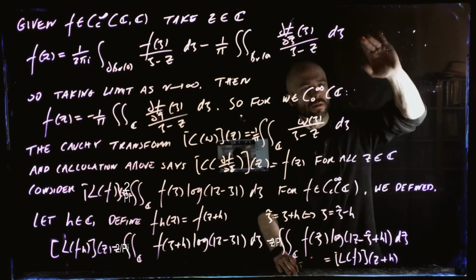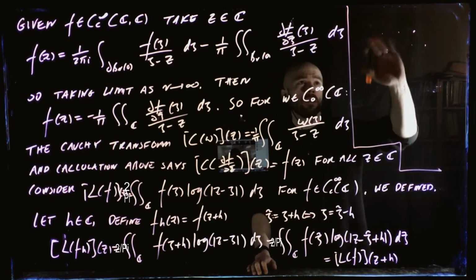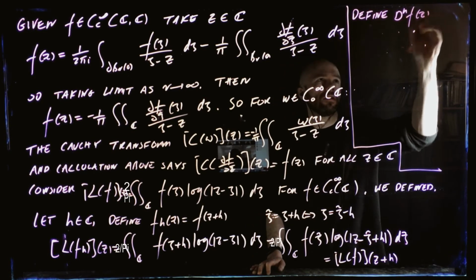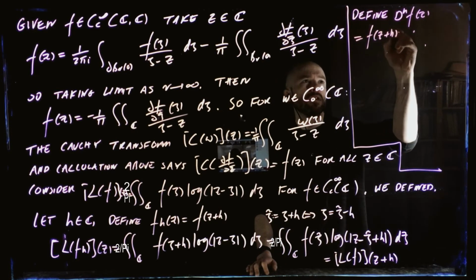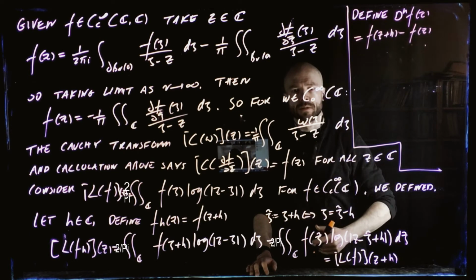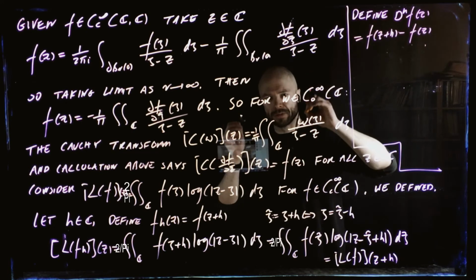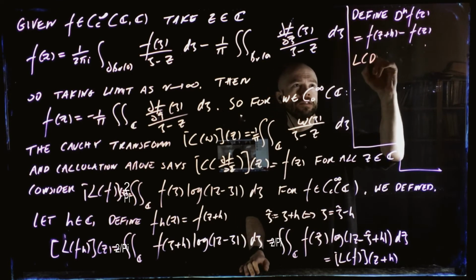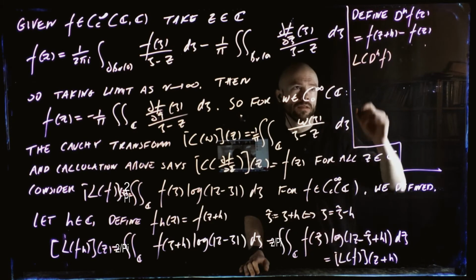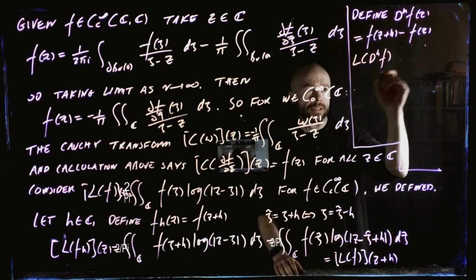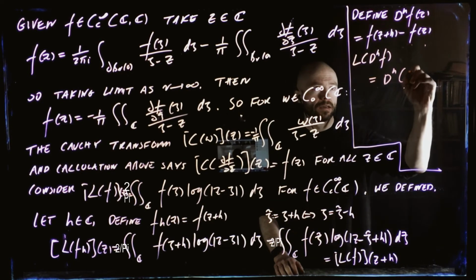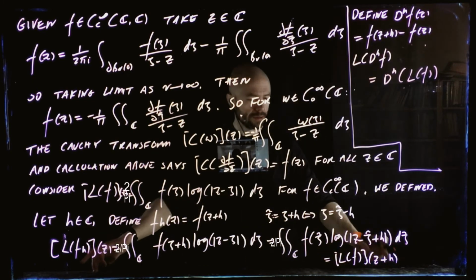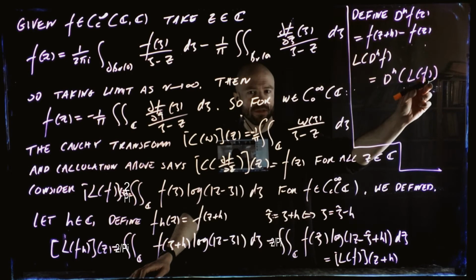Define d_h of f of z to be equal to f of z plus h minus f of z. This is not dividing by h; it's just taking this difference. We're not going to divide by h yet. Then, if we do L of d_h f, what's going to happen? This is the same as d_h acting on L of f, just by linearity. So this part will be this first part here, and then this minus f.